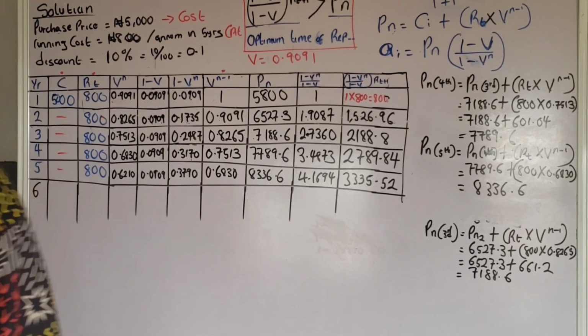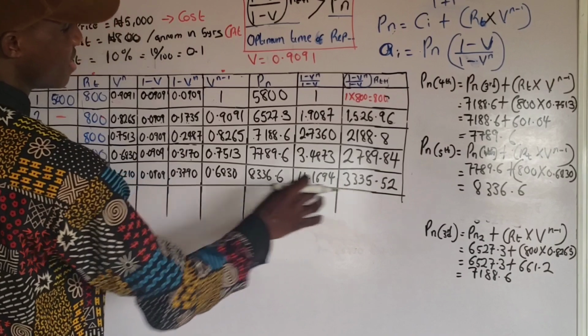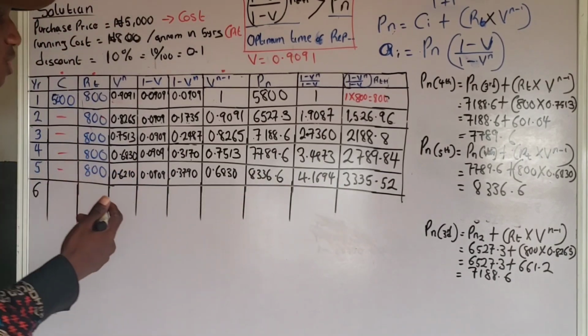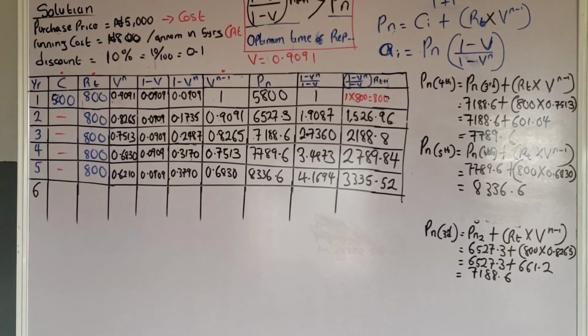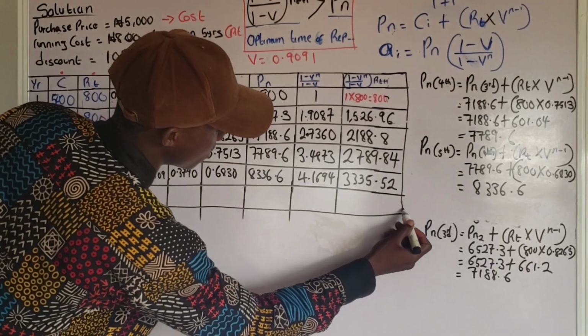See, it's simple. All you have to do is master the concept. That's why I take the time to explain. Because the value that we have here is still less than this, we are not going to stop. We are going to proceed to the 6th year. Now the maintenance cost for the 6th year will still be dash.